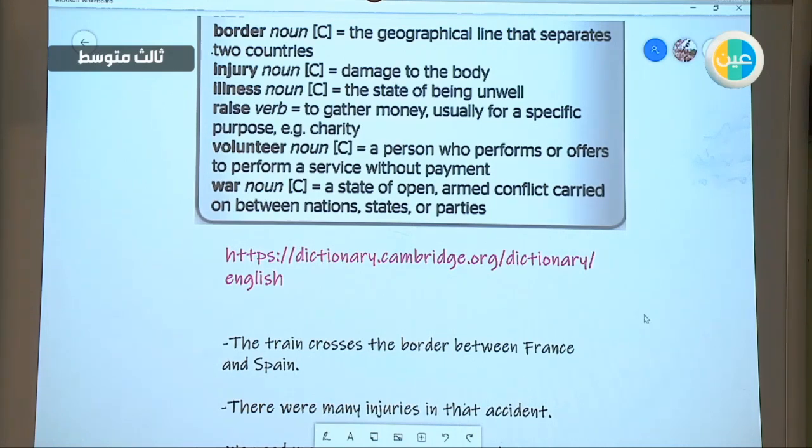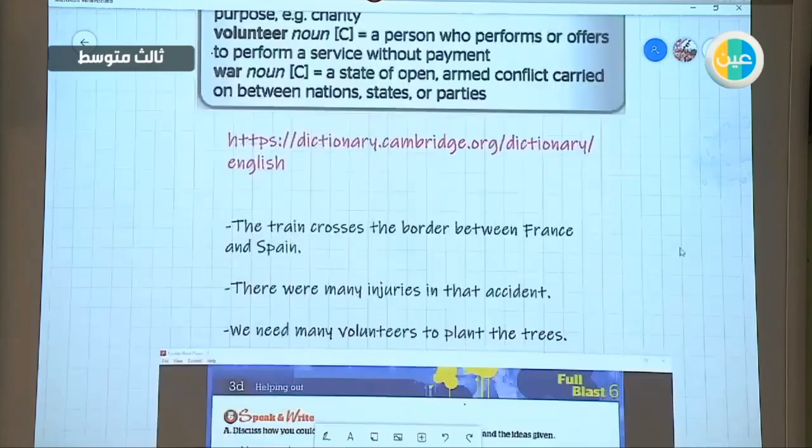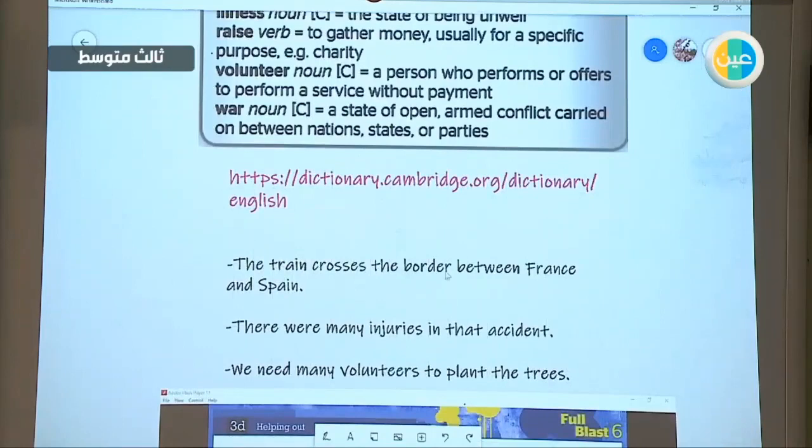I'm going to give you 3 sentences, and I'm sure that you can do your own at home, modeling my sentences, the ones I will give you. Now, let's see. For the word border, we can say the train crosses the border between France and Spain. Okay, so the border here is used in a correct sentence. The word injury, I can use it in a sentence here with a plural. We can say, for example, there were many injuries in that accident.